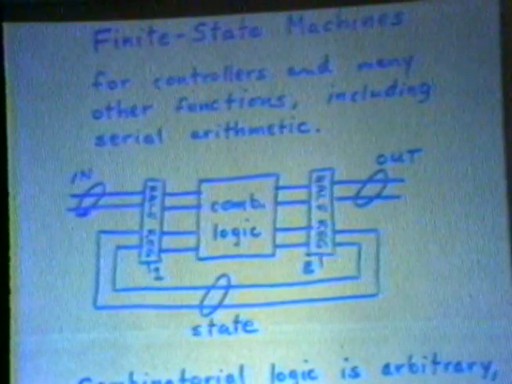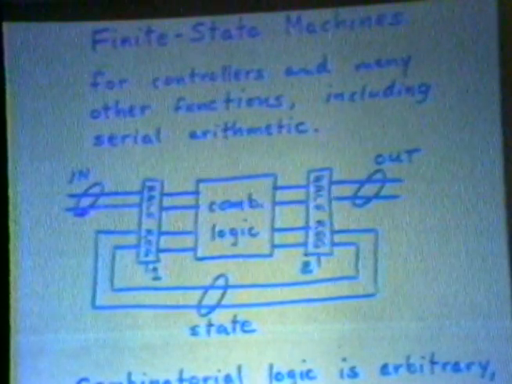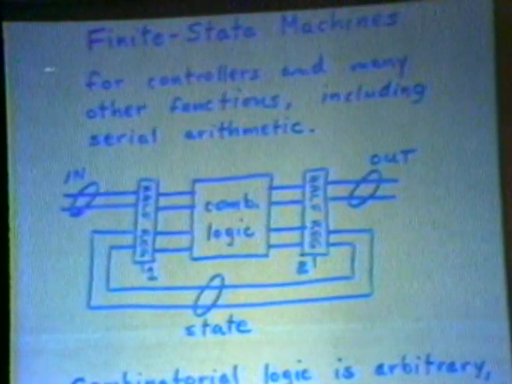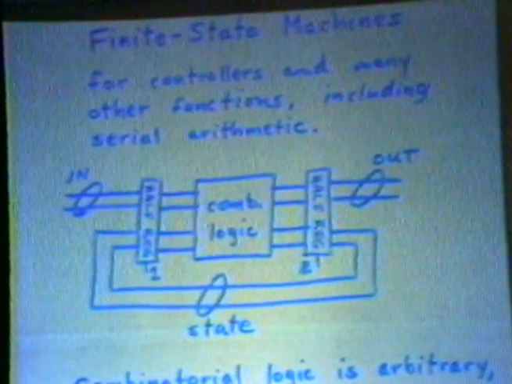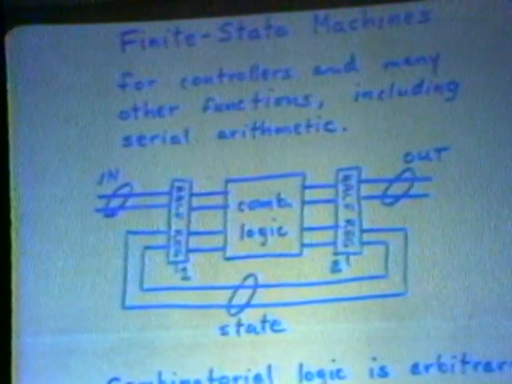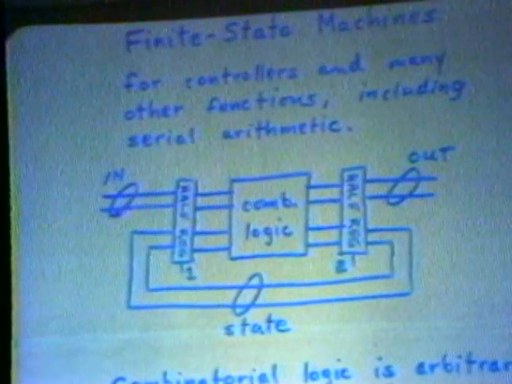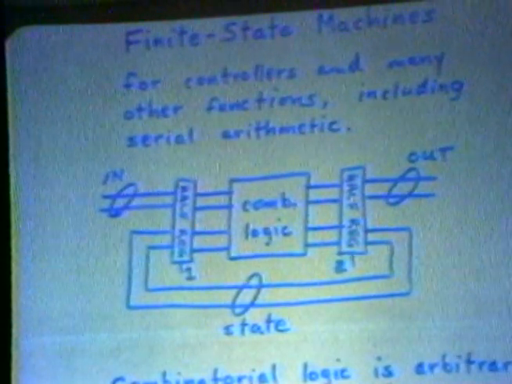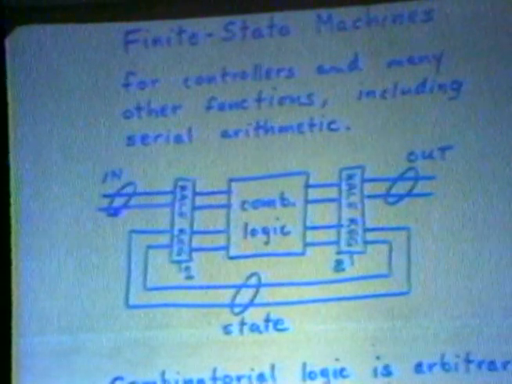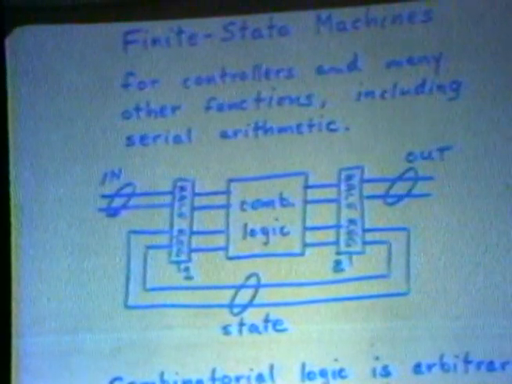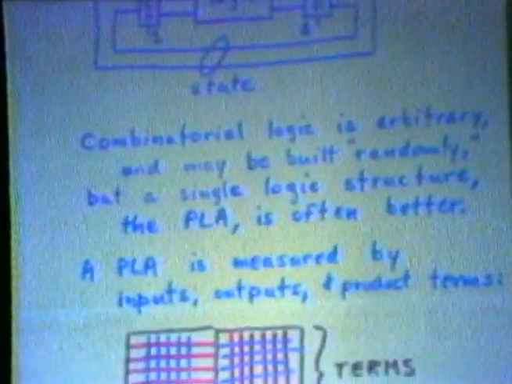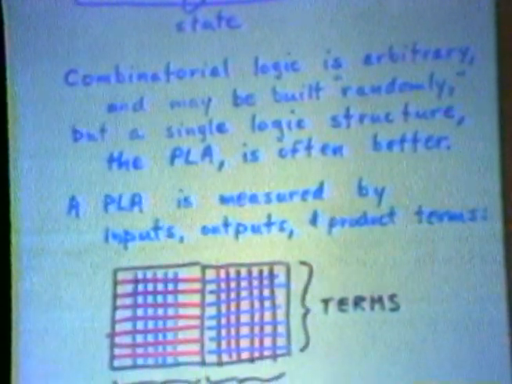This can be rearranged in various ways, and in fact, you can put combinatorial logic between both halves of those half registers. You can put combinatorial logic in this lower path, in other words. There's various ways you can organize this, but this is a fairly simple model, and it fits the programmed logic array that I'll be mentioning here. The combinatorial logic in this kind of machine is completely arbitrary. It just depends on what it is you're trying to do.